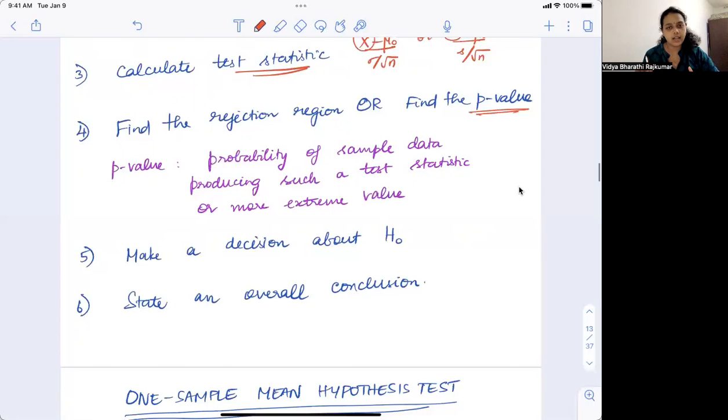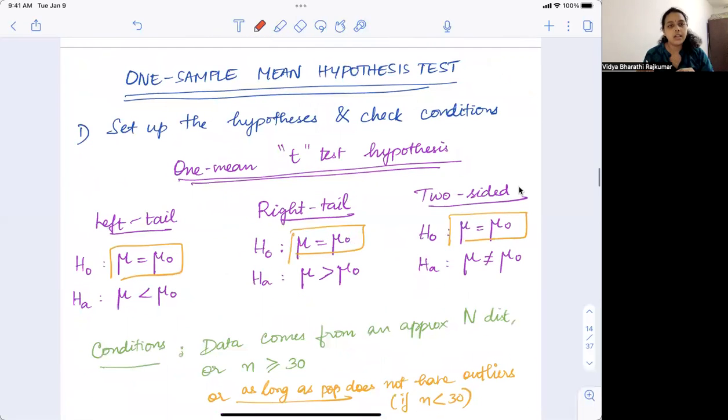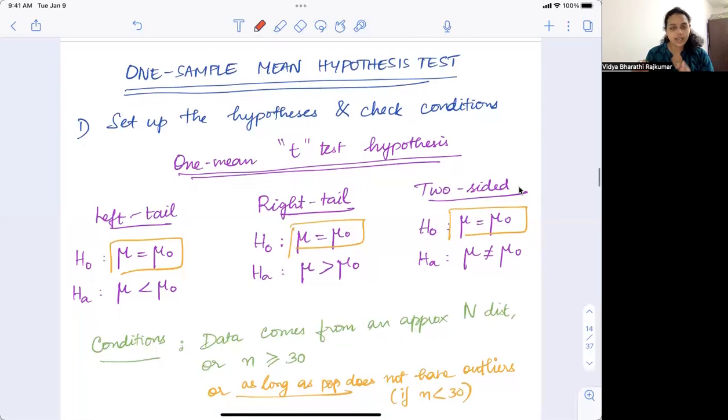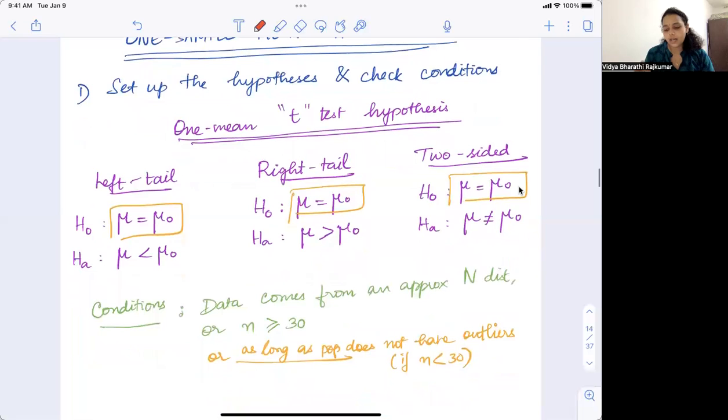So let's go through these steps in detail. Now, in this course, we're only going to be focusing on the case where we are hypothesizing about the population mean, and we're using the sample mean as a point estimator for that. And we are figuring out whether we can gauge something about mu from our x bar value. So that's the case we are dealing with in this particular course. So step 1, we set up the hypotheses. We're only dealing with a single average x bar.